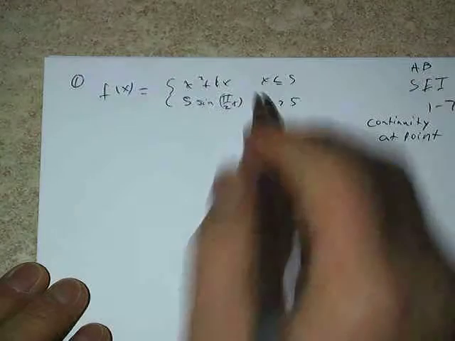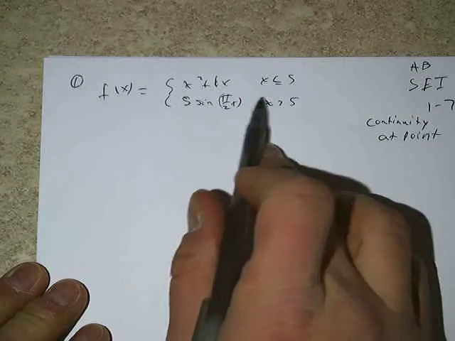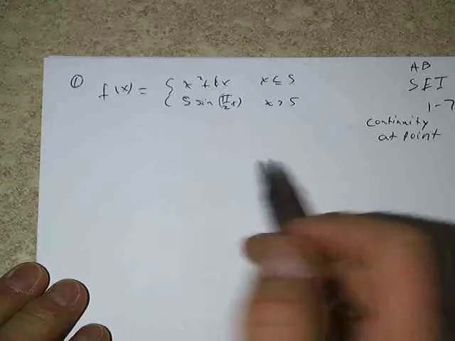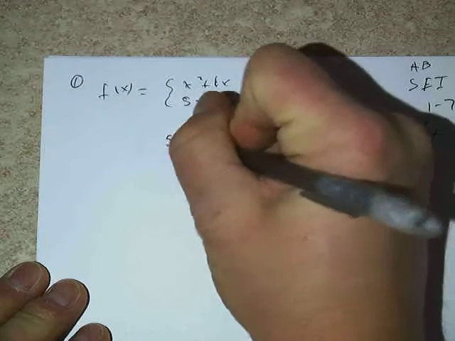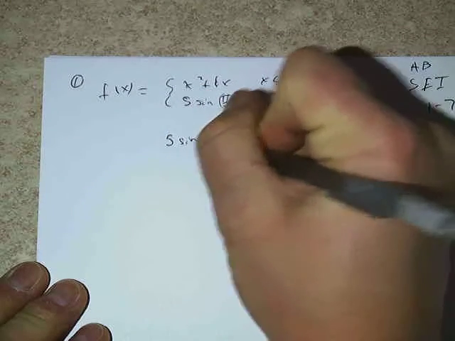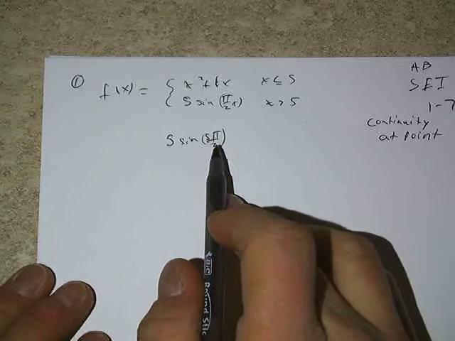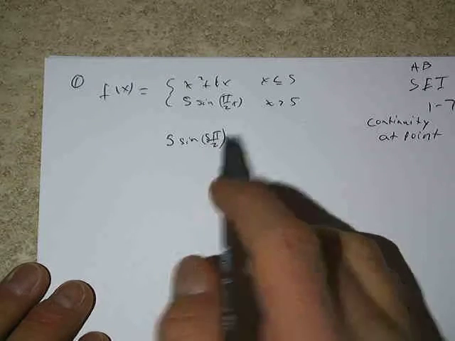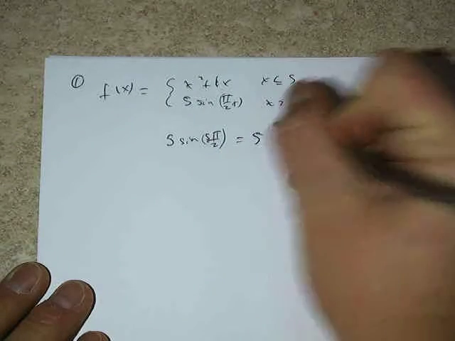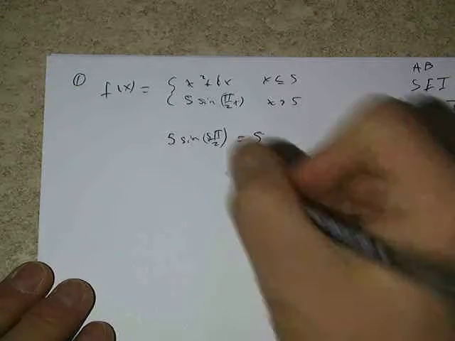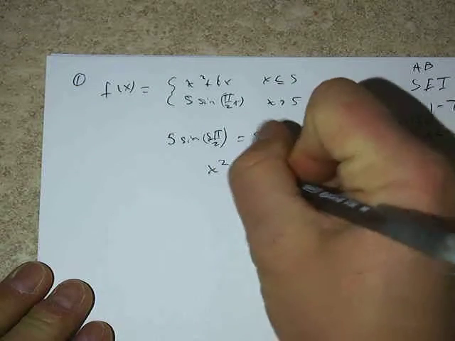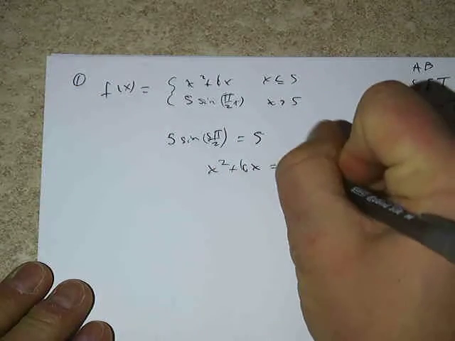Well, the y value at this one we can find because we can put a 5 into this one. If we did that, we'd get 5 sine of 5 pi over 2. And sine of 5 pi over 2, keep in mind, is just the same as sine of pi over 2. Sine of pi over 2 is 1, so we ultimately get 5. So that means that we want x squared plus bx to be equal to 5.